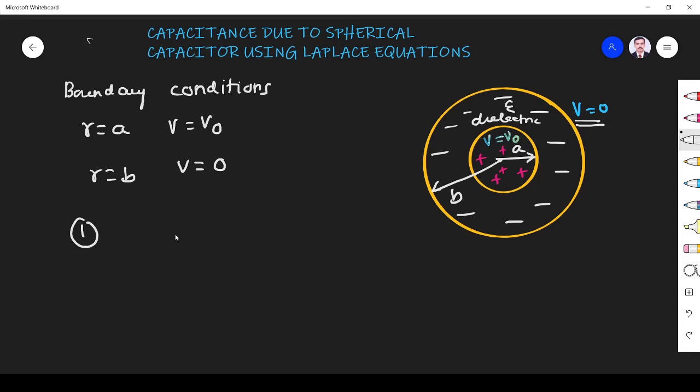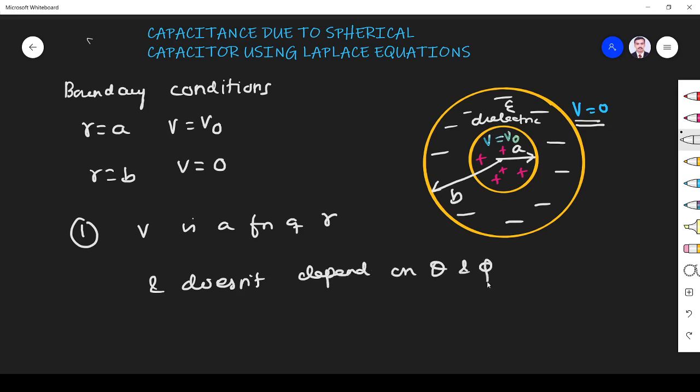Here you see, in the spherical coordinate system, V is a function of only r, the radius. Only radius is varying. So V is a function of only r. We don't mind about theta and phi, V doesn't depend on theta and phi. That means any point in the spherical coordinate system is given by r, theta, phi. Here r is the only parameter that changes. Here r is equal to a, here r is equal to b. We don't mind about theta and phi.